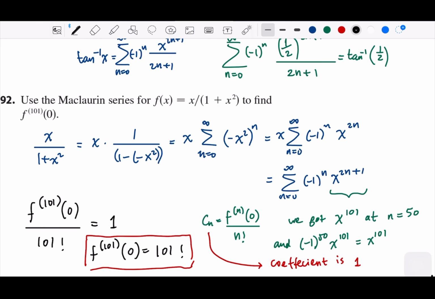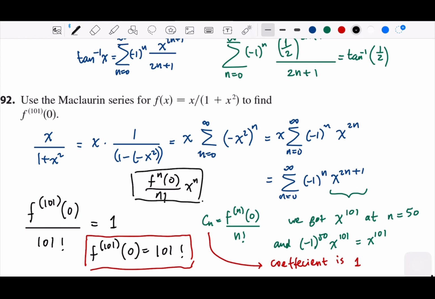Okay. Any questions on this? We get from the Maclaurin. We get from this. This is Maclaurin, right? Okay. This is Maclaurin.